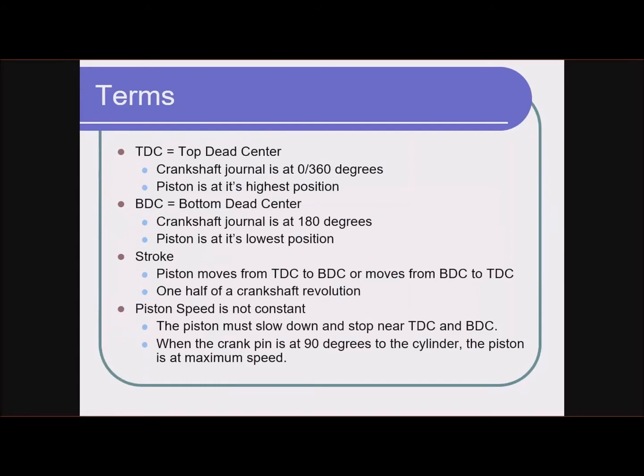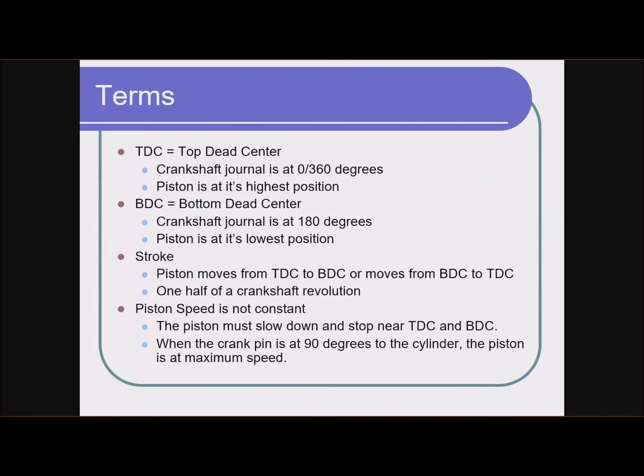Top dead center. What does that mean? So the word top, we're talking about where the piston is in the cylinder. So the piston's at its highest position in the cylinder, and the crank is at 0 degrees. In other words, that connecting rod is right down the middle of the cylinder. The crank is not off to the side at all.